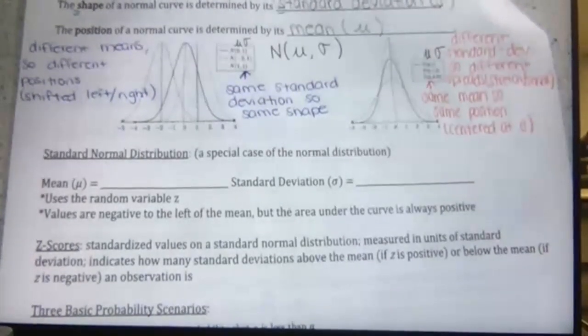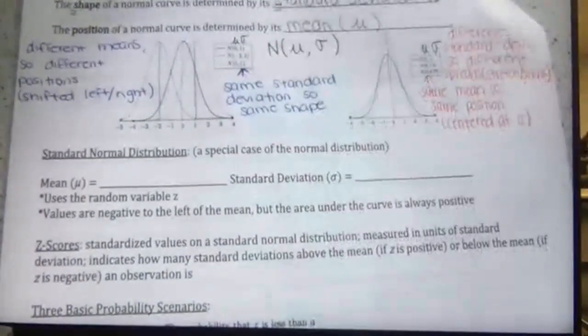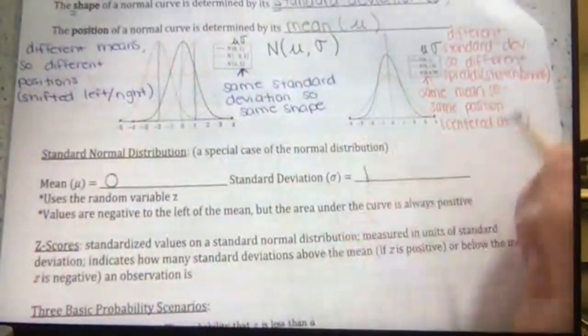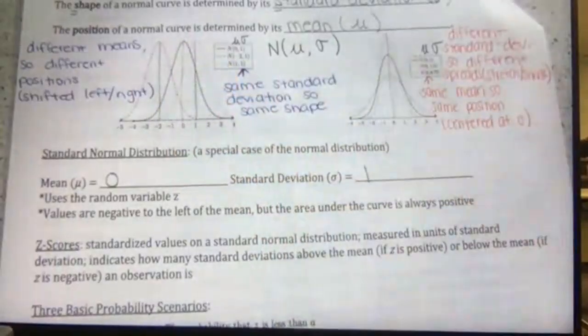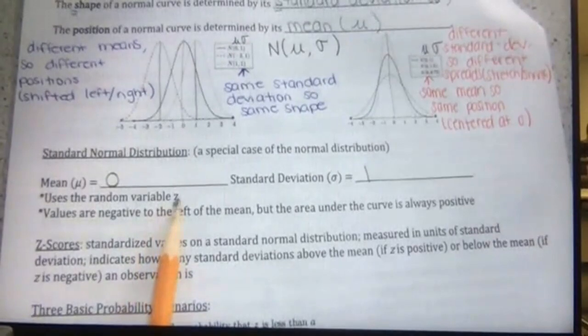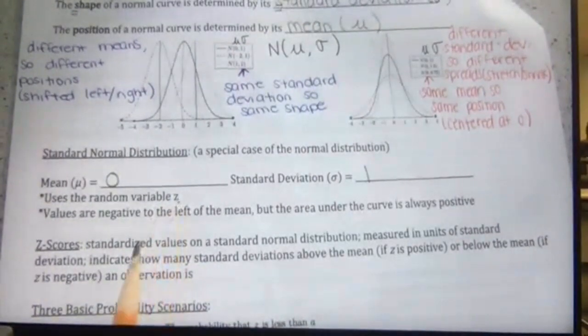So for standard normal distributions, our mean is always 0, and our standard deviation is always 1. So that's what gives us this solid shape, solid line. Whenever it's standard, we show that it's standard by using the variable z. So instead of x, we use z to show that it's standard.